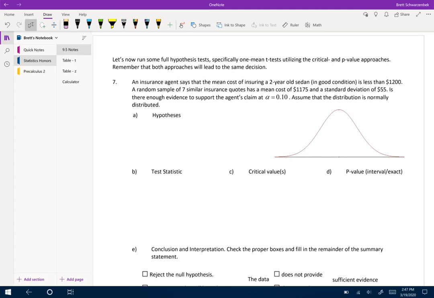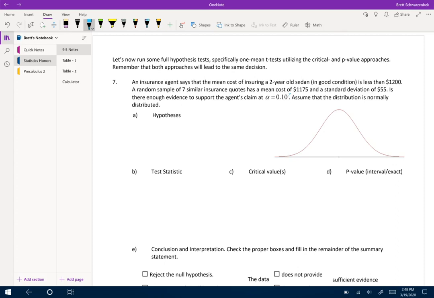So it says an insurance agent says the mean cost of insuring a 2-year-old sedan is less than $1,200. A random sample of 7 similar insurance quotes has a mean cost of $1,175 and a standard deviation of 55. Is there enough evidence to support the agent's claim at alpha 0.10? Assume that the distribution is normally distributed.